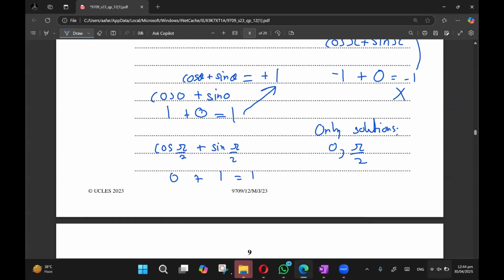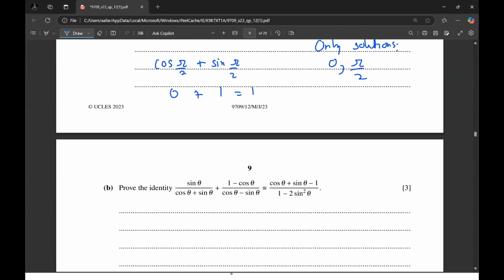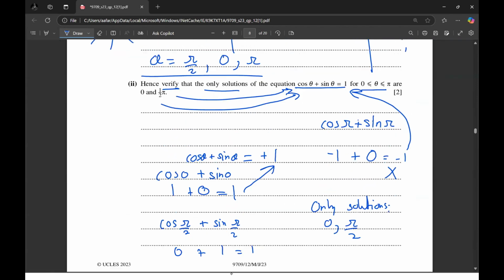Okay. P, prove the identity. This. Okay, so if we look. Could you explain the one above once again, I didn't understand.